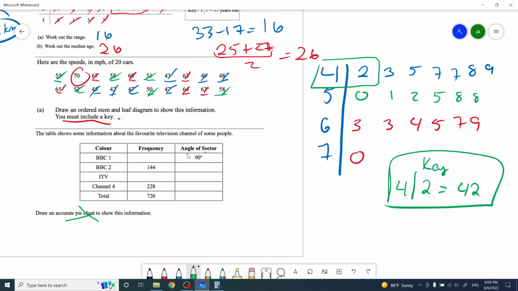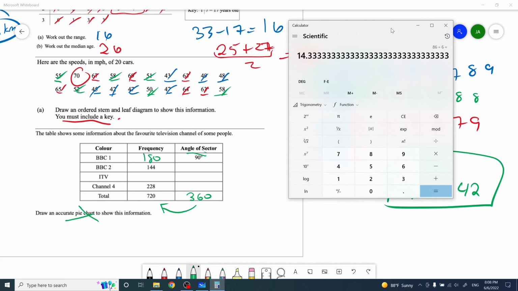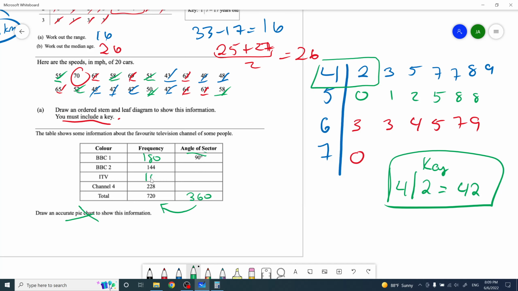In total, remember in a pie chart, I'm going to have 360 degrees. I see that there are 720 people in total, so whatever my degrees are, if I double that, I'm going to get my frequency. So 90 times 2 is going to give me 180. To solve this over here, I haven't done this ahead of time, so I'm going to use my calculator, although this one wouldn't be too bad to do by hand. 720 minus 228 minus 144 minus 180 will give me 168.